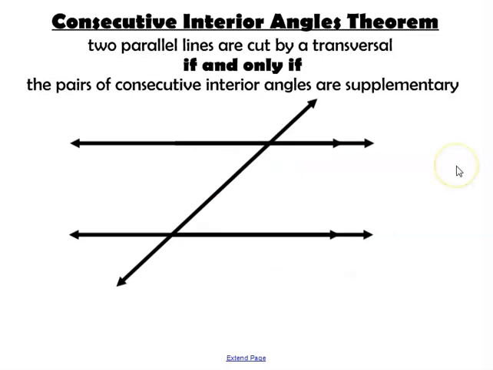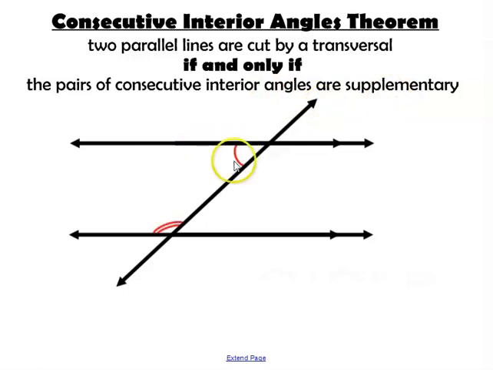The consecutive interior angles theorem says two parallel lines are cut by a transversal if and only if the pairs of consecutive interior angles are supplementary. So this is the only one that's a little different. The consecutive interior angles are going to be supplementary. The corresponding angles, alternate exterior and alternate interior angles, those pairs were all congruent. But remember, consecutive interior angles are supplementary.